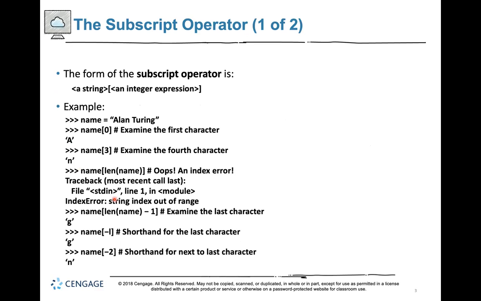So how do you access the individual parts of a string? You can use the subscript operator with the square brackets. Inside the square brackets, you have an expression that evaluates to a number, which is the index. With this syntax, here's an example. You have this literal string, Alan Turing, name subscript 0. This is basically the first character, which is capital A. And then, of course, subscript 3, at index 3, that would be 0, 1, 2, 3. That's letter N.